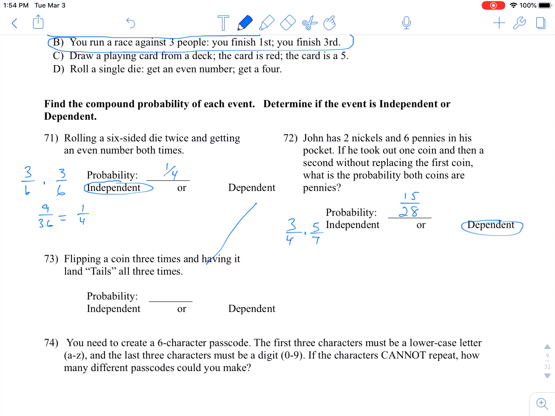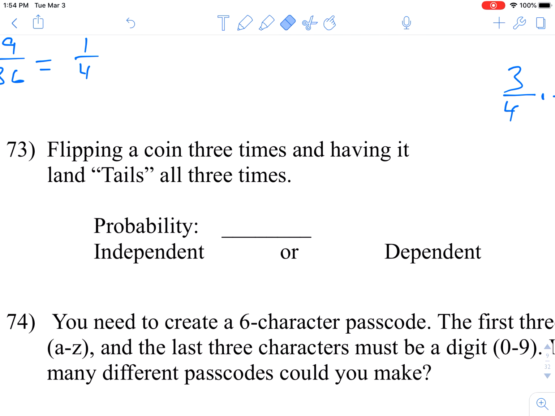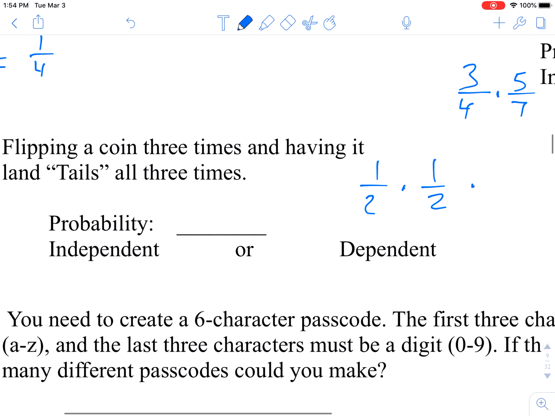Now, flipping a coin 3 times and having it land on tails all 3 times. Well, first of all, there's 1 tails, and there's 2 possible choices, heads or tails. And if we flip it again, there's still only one tails. There's still two possible choices. And we flip it again, one tails, still only two possible choices. And so you'll notice how 1/2, 1/2, 1/2, nothing changed.